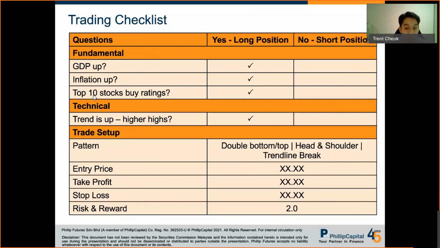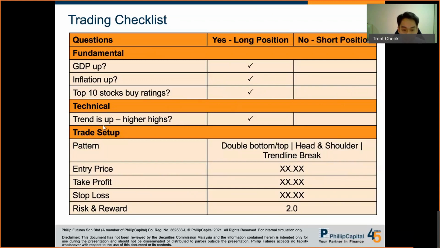Okay, then the next part is to look at the stock price. I mentioned to you, look at the future expectation of the price. So what is the stock buy rating? We are looking for buy ratings for a long position. If you have more short ratings, then just take a short position here. So it depends whether it's more buy rating or short rating for the top 10 stocks, which covers 30% of the FBM70 index.